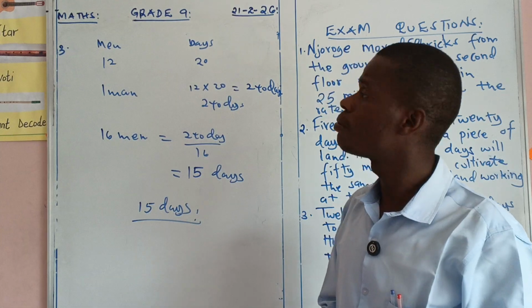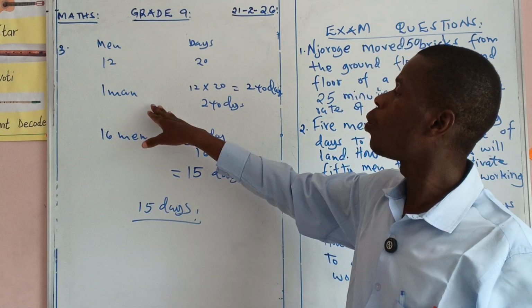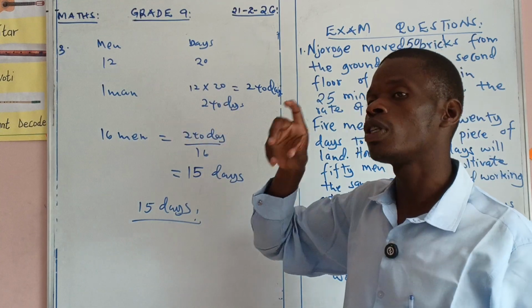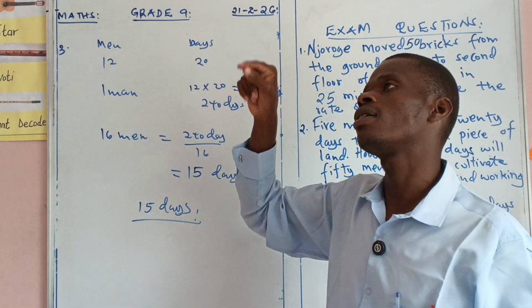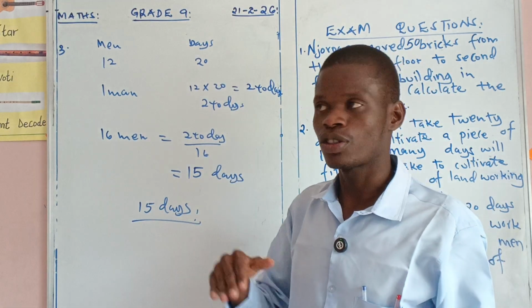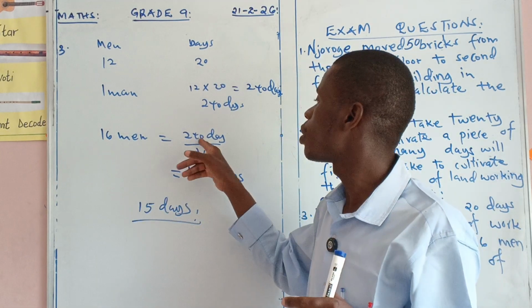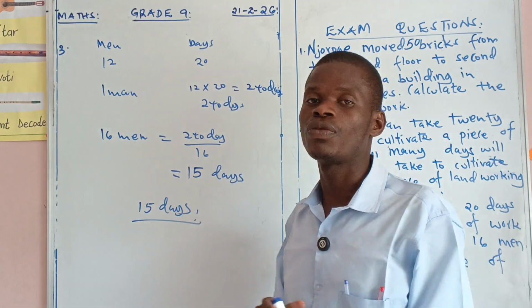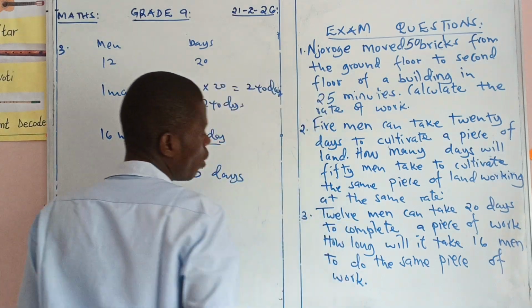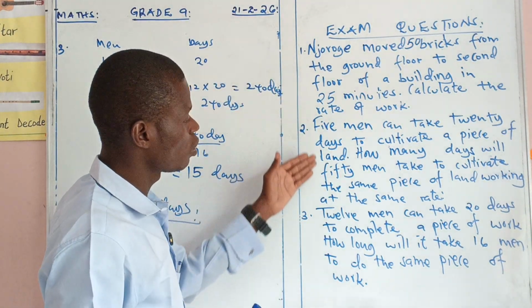So it is just very simple. What do you need to do? You need to know how many days one man will take. If one man takes 240 days, 16 men will take less, so it is inverse proportion. So take 240 divided by 16, and you'll know the number of days that 16 men will have to take. So I've done the 3 questions.